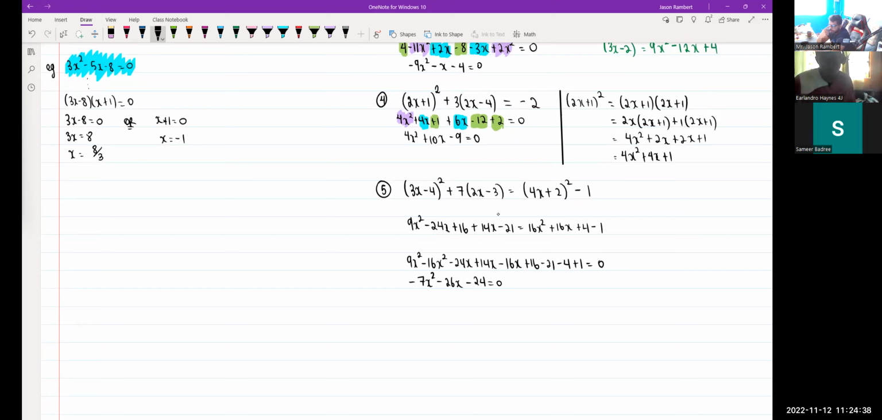See, now I get minus 8, making me think I made a mistake somewhere. 16 minus 21. What did I have? 16 minus 20. Oh, I forgot the 16. 16 take away 21 is minus 5. Minus 5 minus 4 is minus 9. Minus 9 plus 1 is minus 8. So it is minus 8. Cool. So I made a mistake and I left out the 16.